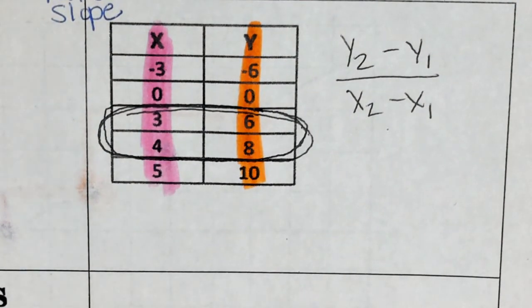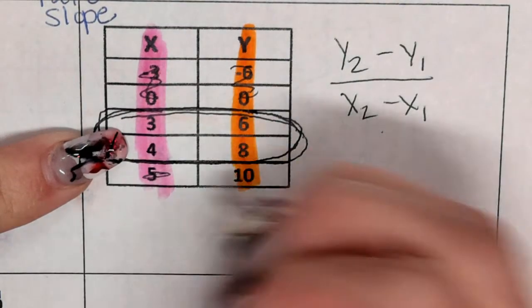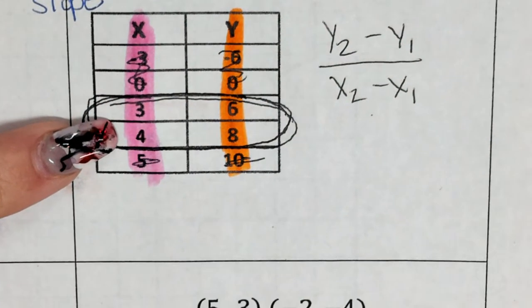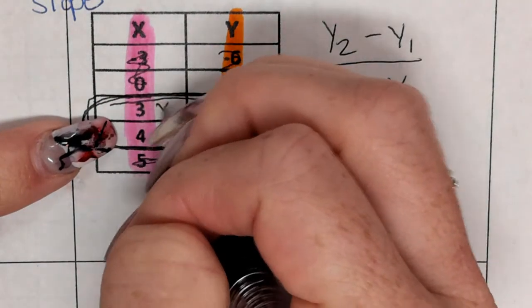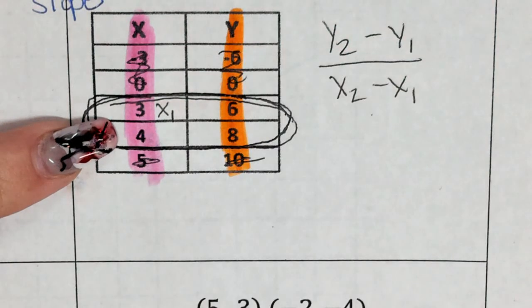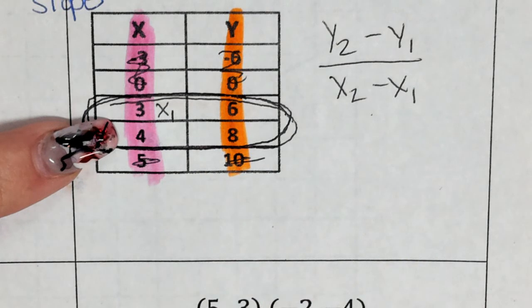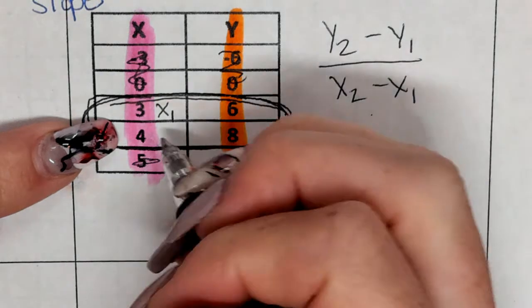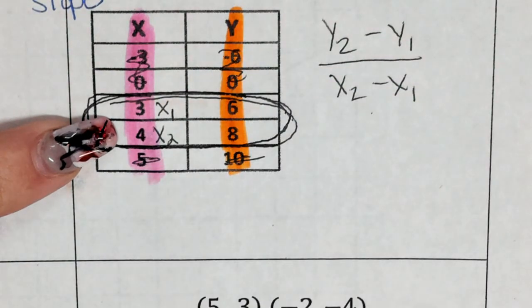Mark the ones you're choosing to use by circling or highlighting. Are we okay? Okay, so do I even need these other ones right here? No, pretend they don't even exist. So these are all x's, so I'm going to label this my first x and call it x1. See, this is my first x that I want to use, so I call it x1. This is my second x I want to use, so I call it x2.